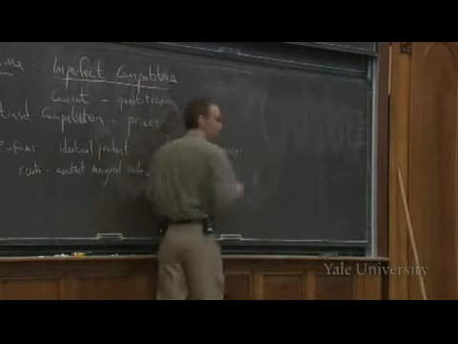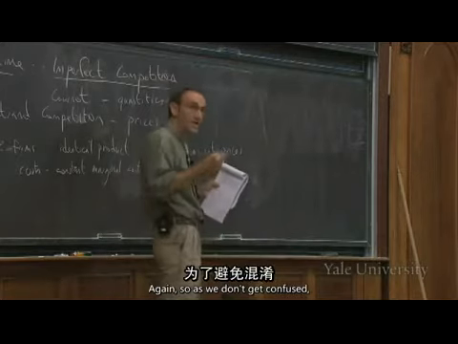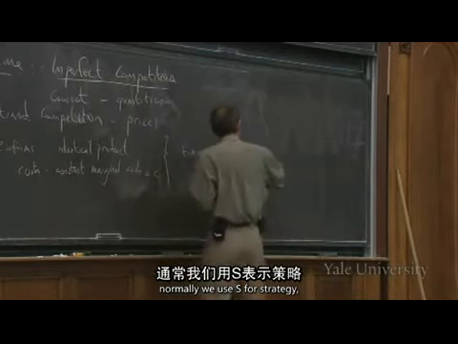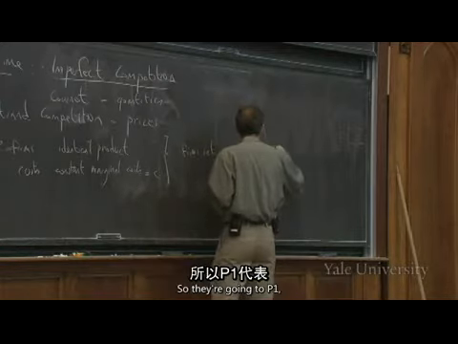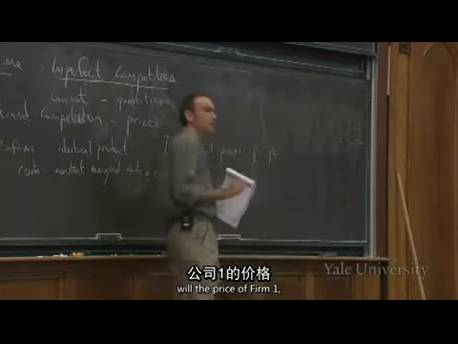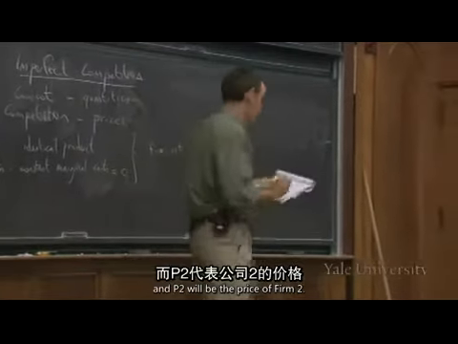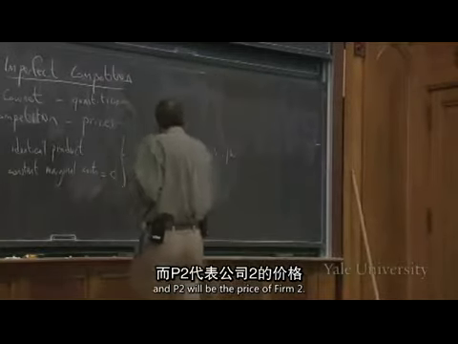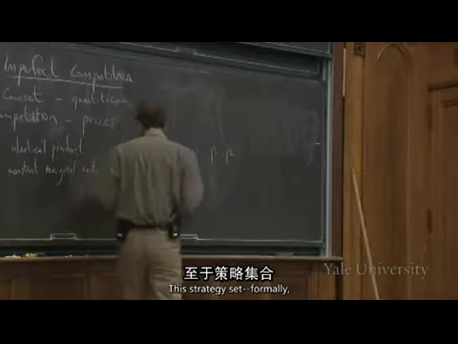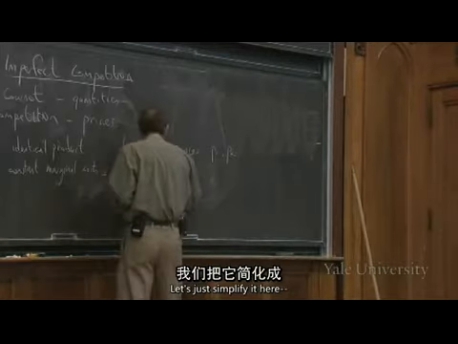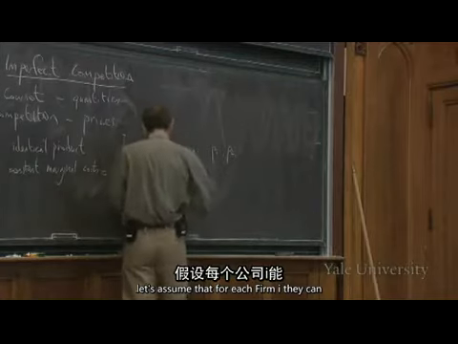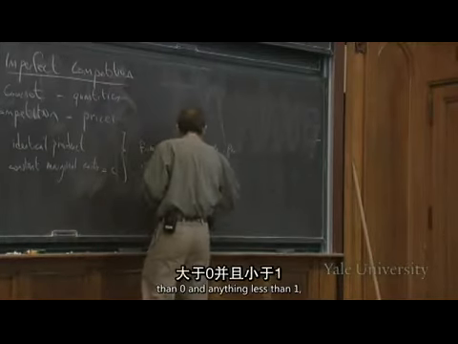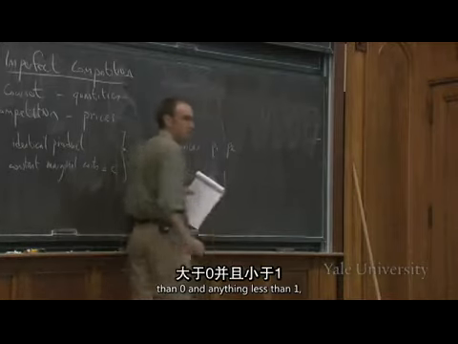And again, so we don't get confused, normally we use S for strategy, but let's use P since they're prices. So P1 will be the price of good 1, of firm 1, and P2 will be the price of firm 2. And the strategy set, formally, let's simplify here, let's assume that for each firm i, they can set their price anything bigger than 0 and anything less than 1, just to keep life simple.